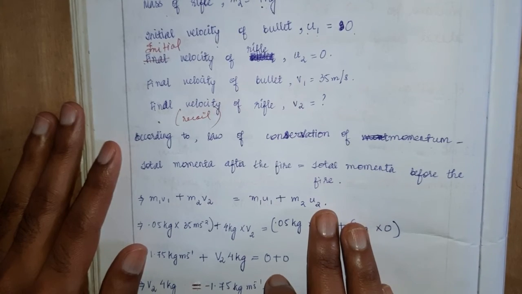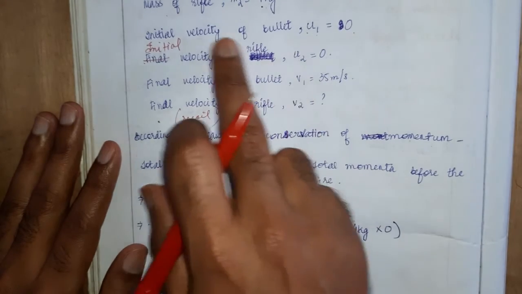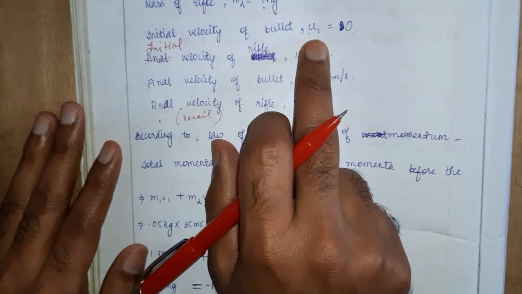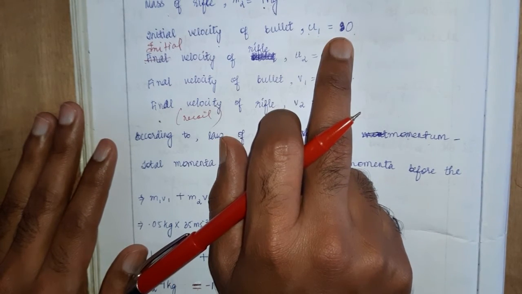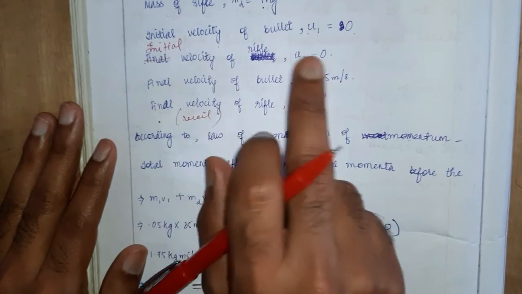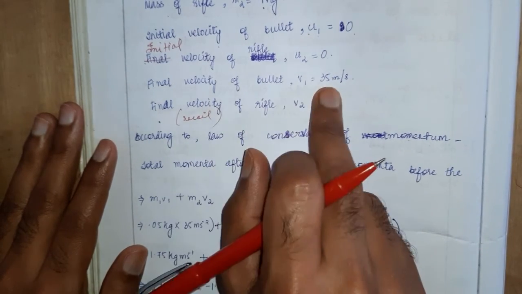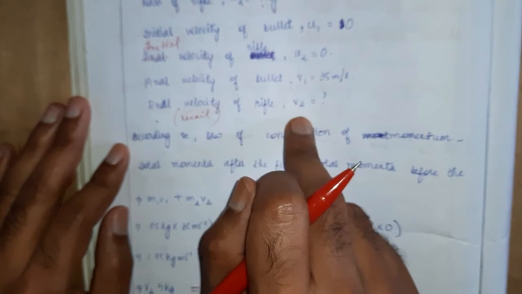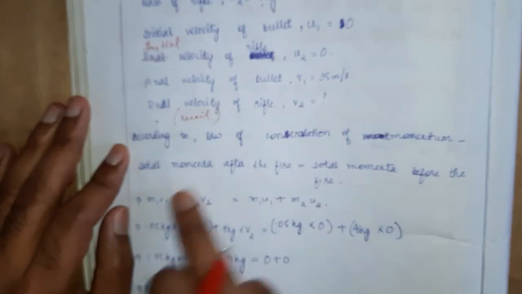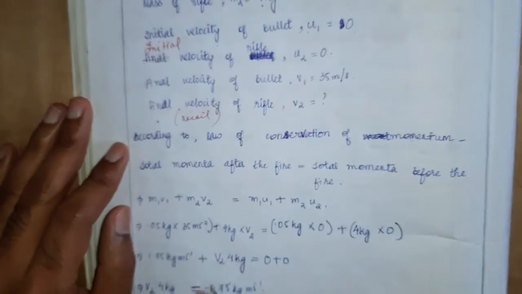Okay, now you have the initial velocity of the bullet. As I said, initially both the bullet and the rifle are at rest, so the initial velocity is 0. The initial velocity of the rifle is also 0. The final velocity of the bullet is given. The final velocity, that is the recoil velocity of the rifle, we have to find out, v2. Okay, so just put in the values you have got.